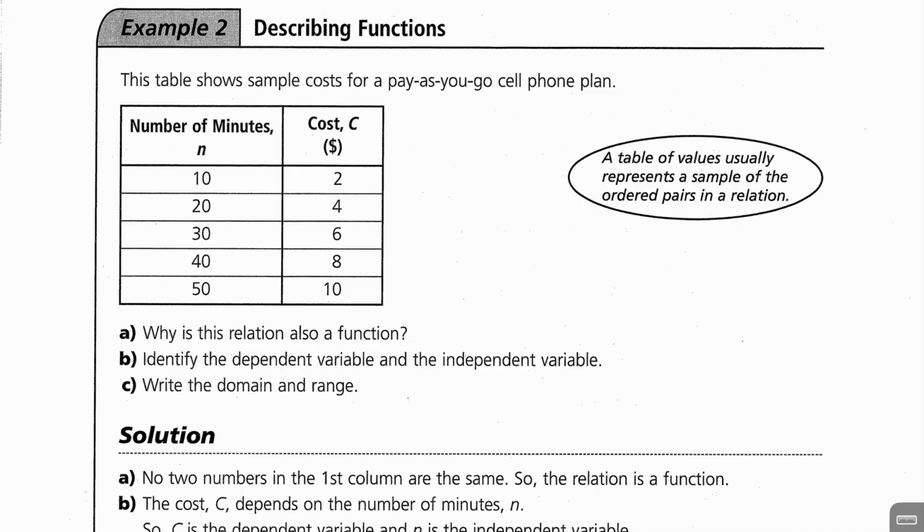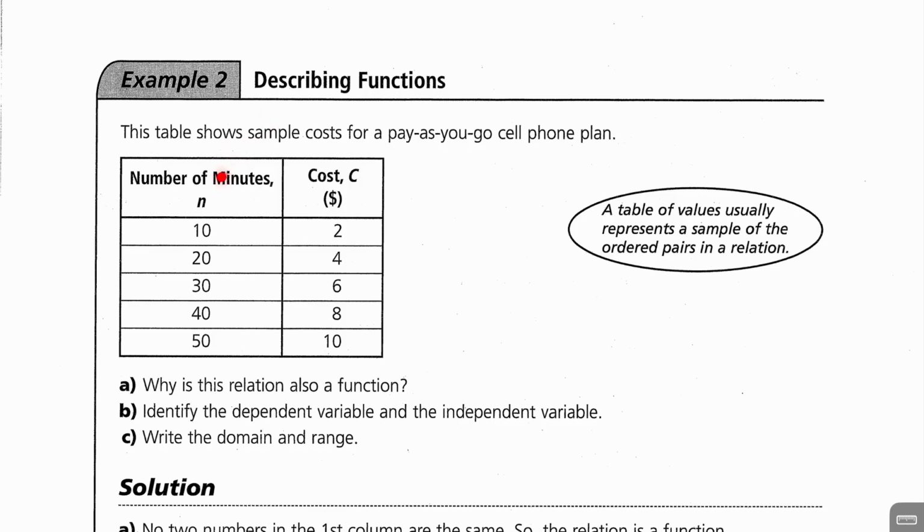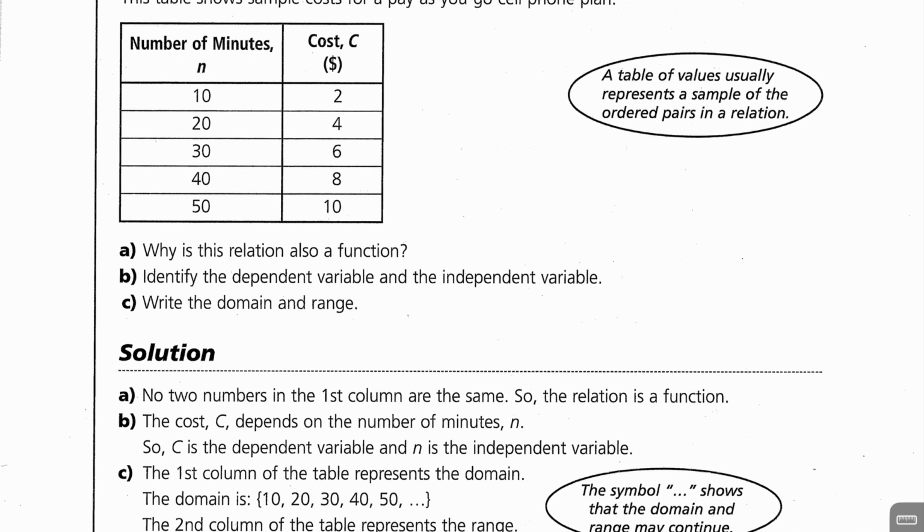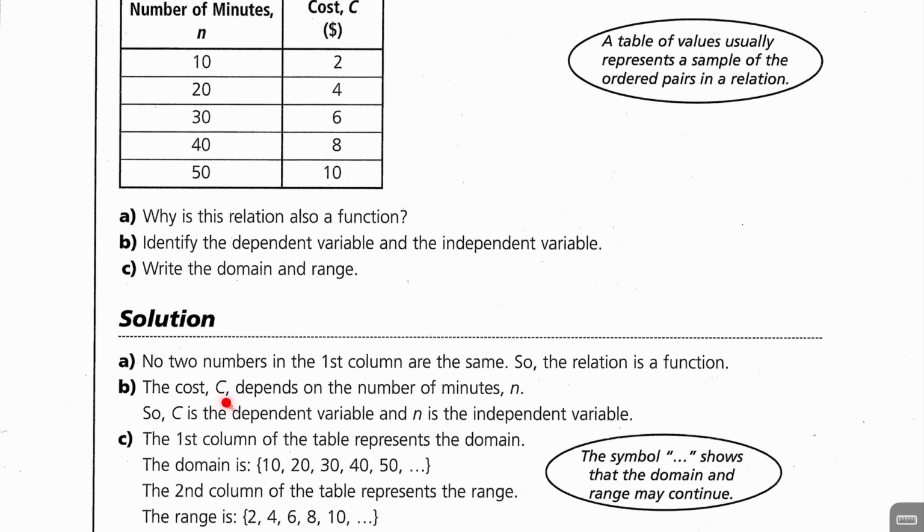To answer subquestion B, you have to go to example number 2. Subquestion B, identify the dependent variable and the independent variable. So this question is connecting the number of minutes and the corresponding cost for the cell phone plan. So the more time you use, the more you have to pay. So here the dependent variable is the cost, because it depends on the number of minutes that you have used, and n is the independent variable.